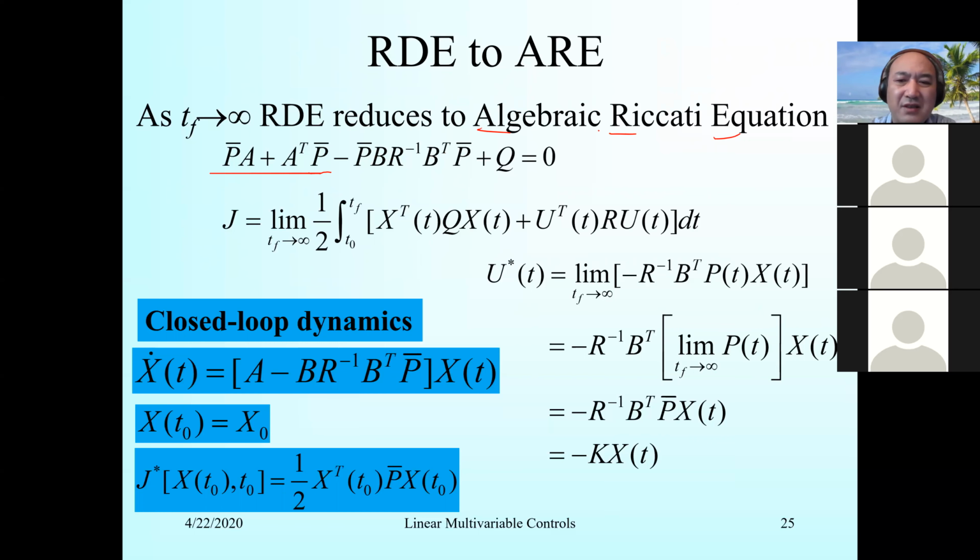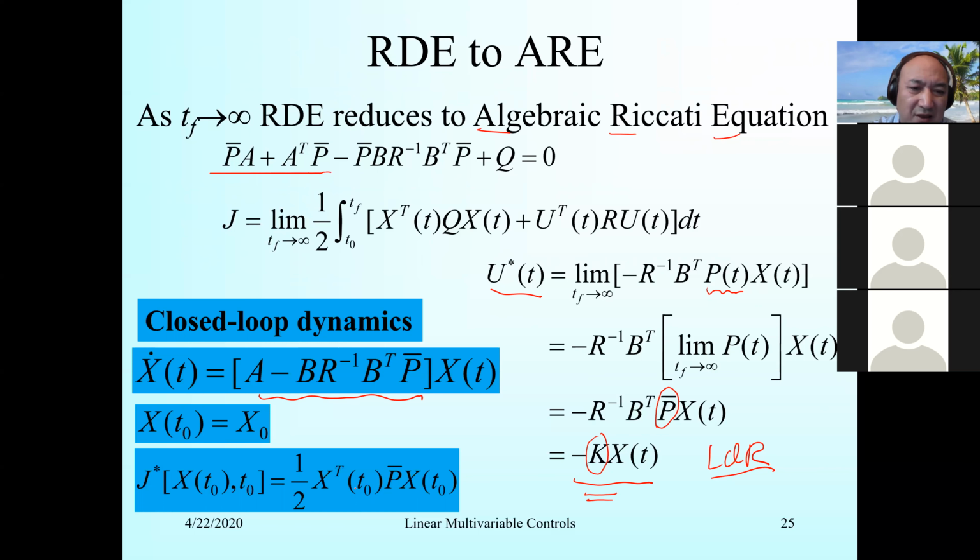Interestingly, because we are sending TF to infinity, we have a constant matrix P bar. Therefore, I have a constant feedback in here. So an important observation is that for infinite horizon LQR, we end up with an optimal control law with a constant gain matrix. This is interesting.